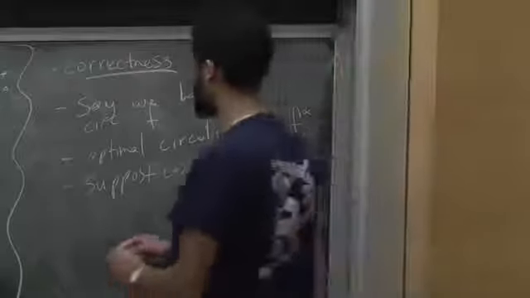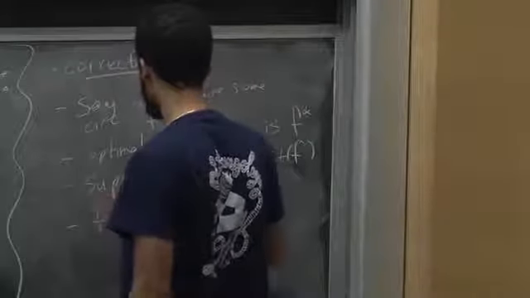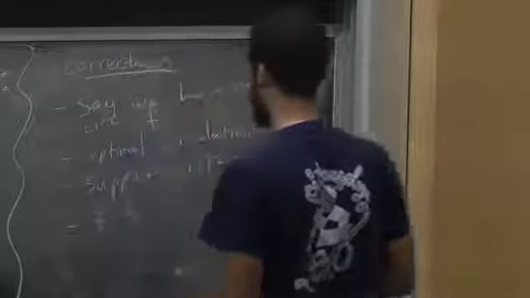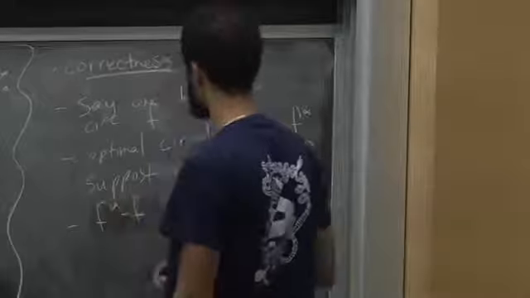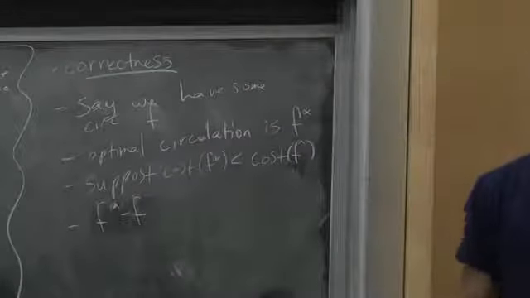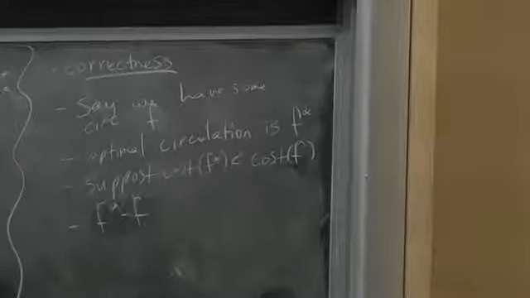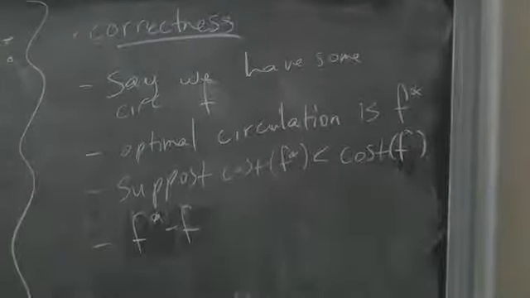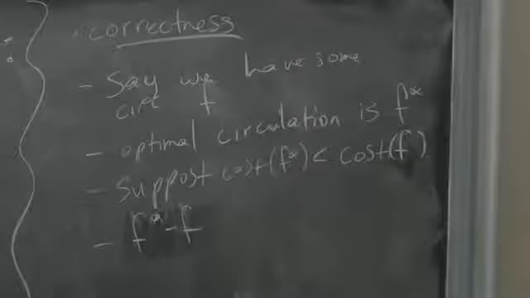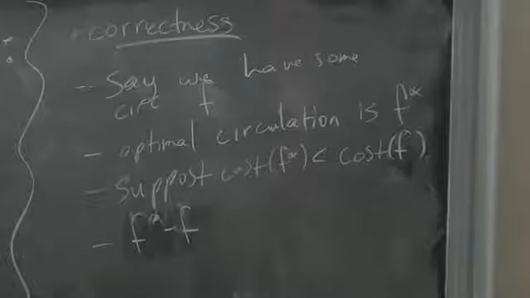Then what can you tell me about F star minus F? What are a couple things you can tell me about F star minus F? Yeah, it's negative cost. So if we augment by it, then we'll decrease our cost, right? And what else can you tell me about it? Well, I'll just tell you. It's a circulation. If you take two circulations and subtract them or add them, you get back a circulation.